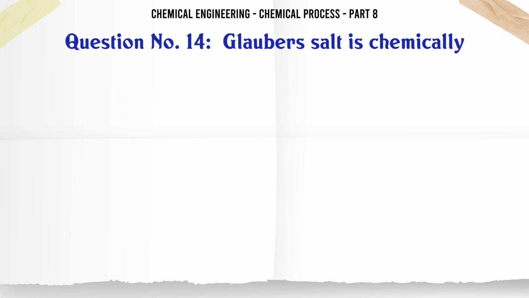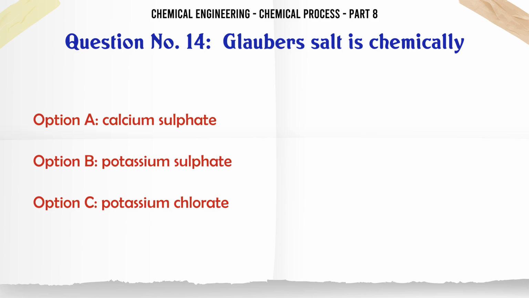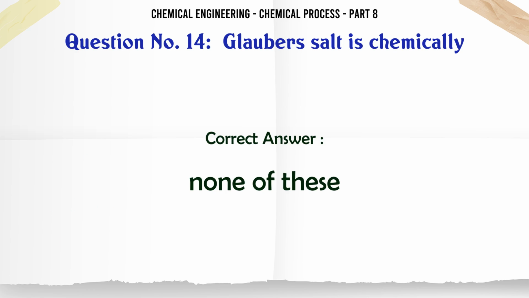Glauber's salt is chemically A. calcium sulfate, B. potassium sulfate, C. potassium chlorate, D. none of these. The correct answer is none of these.